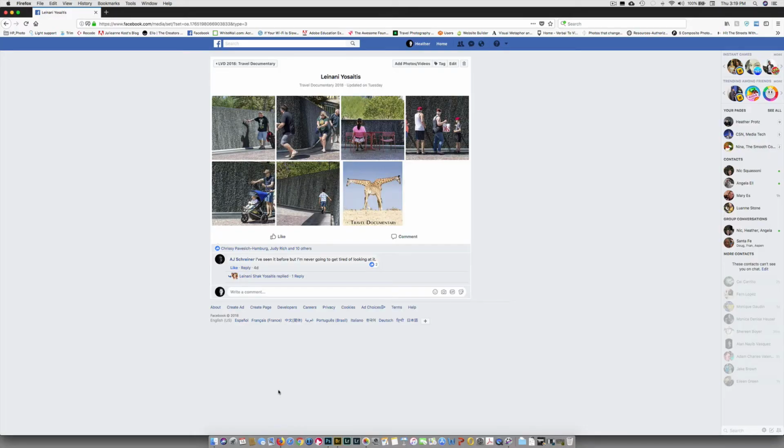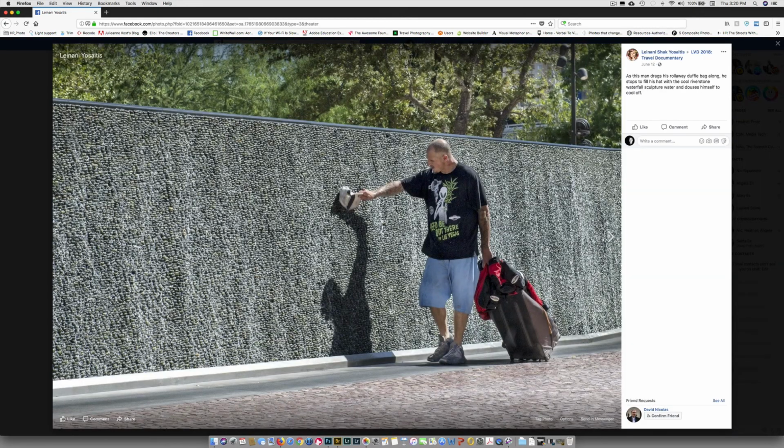We're going to look at Leinani's images on her album in our Las Vegas Document 2018 travel documentary. So this is what her album looks like. Let's click on an image, and you can see when they open up, they are not square. So she's in Vegas down at the park. I think it's just called the park. And this waterfall sculpture, water that douses him to cool himself off.